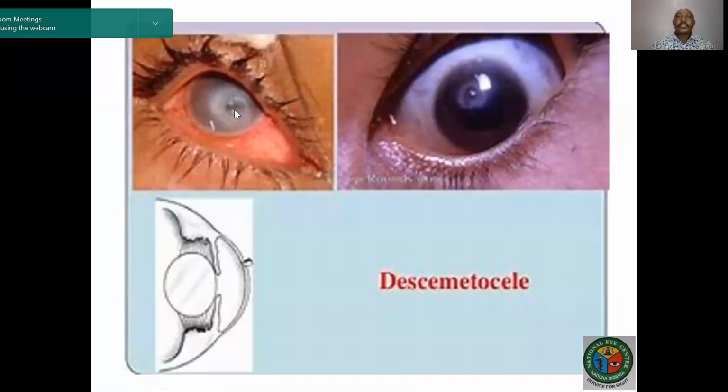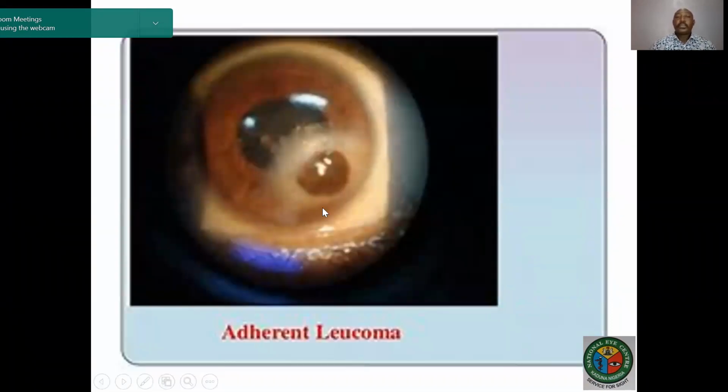This is a descemetocele, where there is a bulge as a result of the intraocular pressure over the defects of the epithelium, Bowman's, and stroma. There are complications arising from ulceration of the cornea. This is an adherent leucoma. We could see the iris here impinging on the stroma.